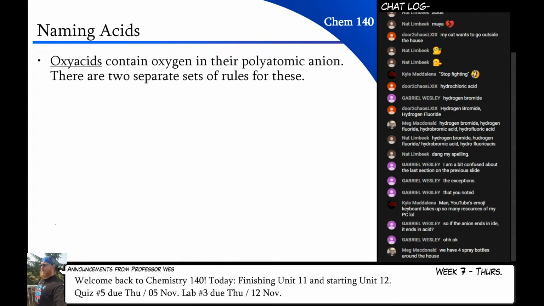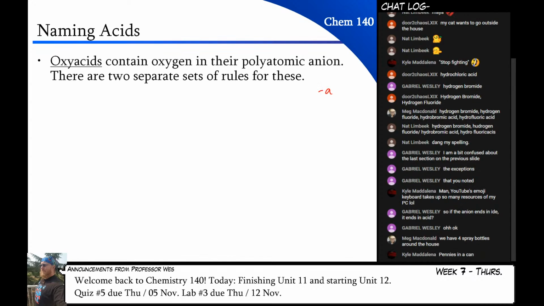Okay. So the next two sets of rules are for anions that end in "ite" and "ate." So let's write those down. Actually, I'm going to write them down in the other order here. So "ate" and "ite."